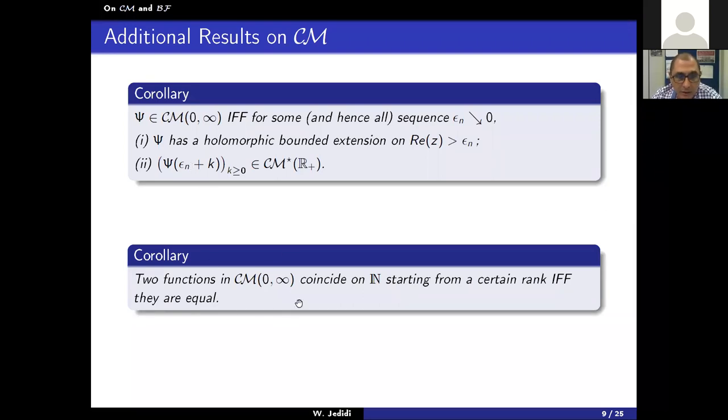So as a corollary, from now on, if two functions coincide on the set of the integers from a certain rank, then necessarily they are equal. So two functions f and g do not need to coincide on a whole interval, but on a set like this.